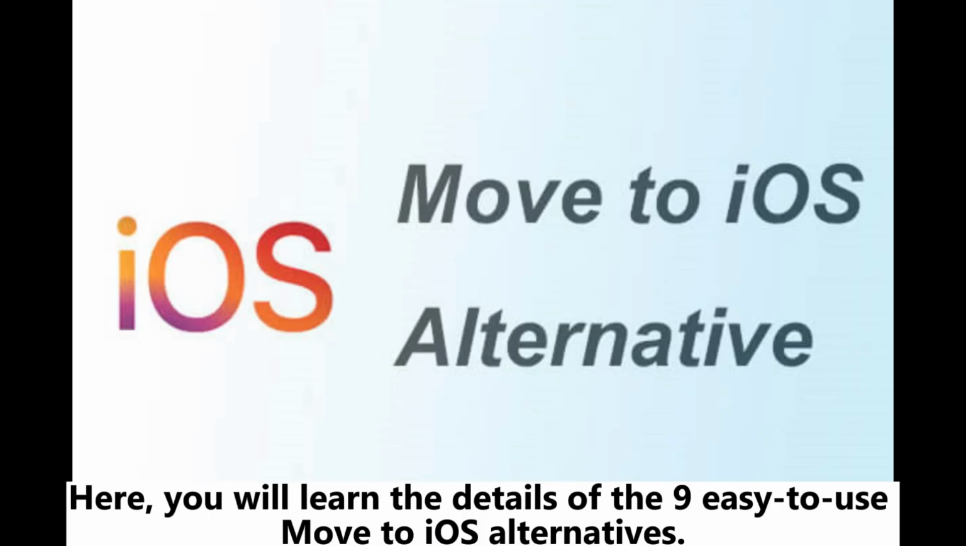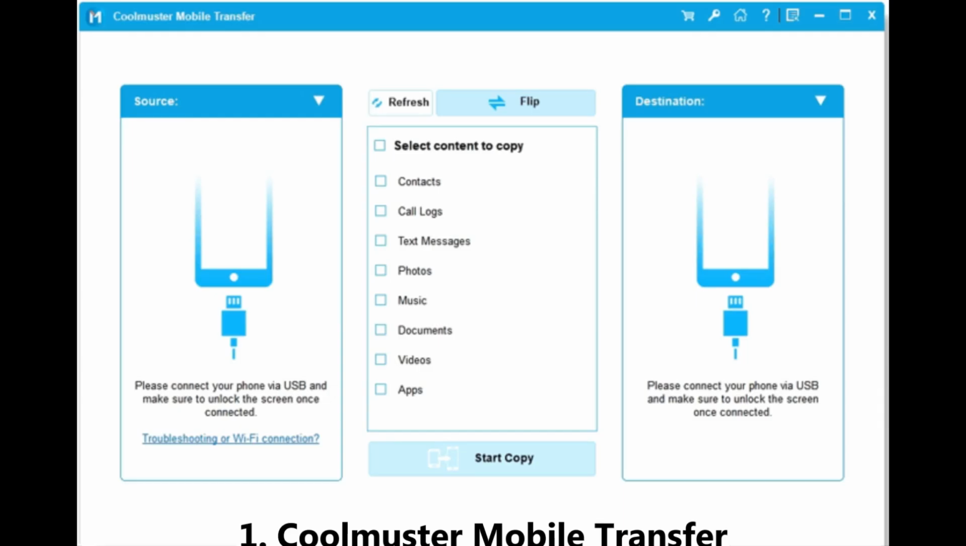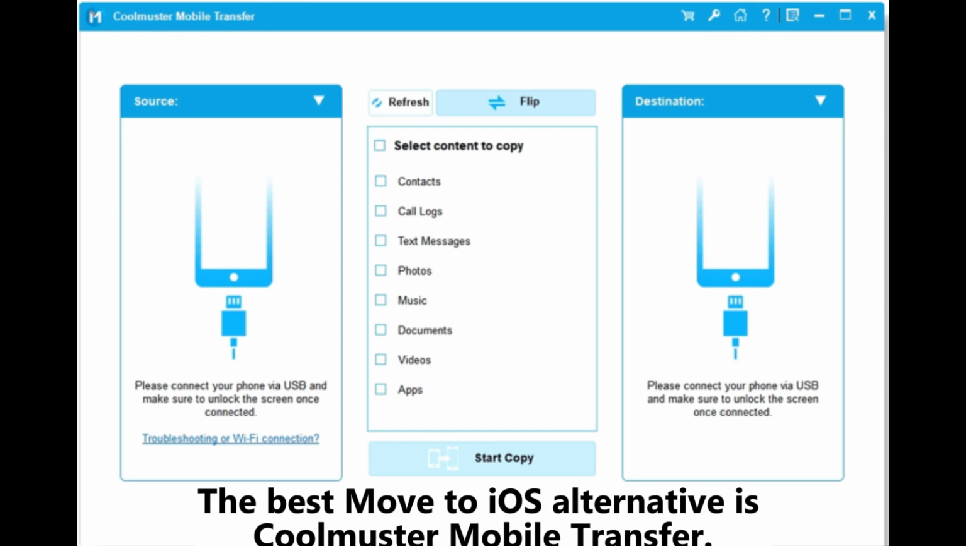Here, you will learn the details of the 9 easy-to-use Move to iOS alternatives. 1. Coolmuster Mobile Transfer. The best Move to iOS alternative is Coolmuster Mobile Transfer.